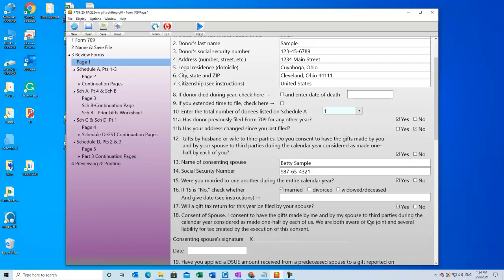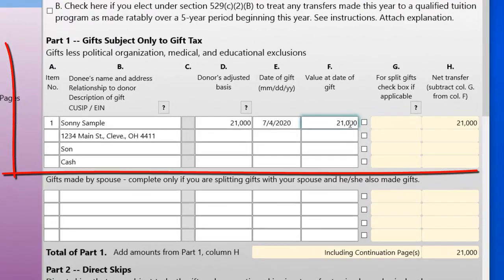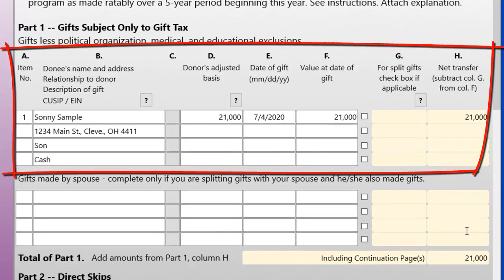Okay. Let's take a look at this example in a little more detail. It's a $21,000 gift, and we'll see what happens when there's no splitting. We'll go to page 2. That's usually the blood and guts of everything. Here's the $21,000. That is the total here in column H.